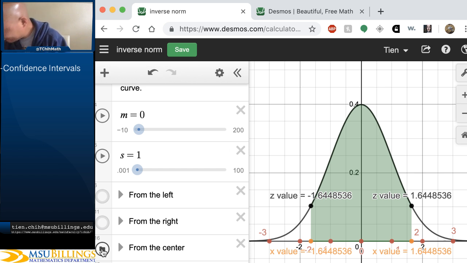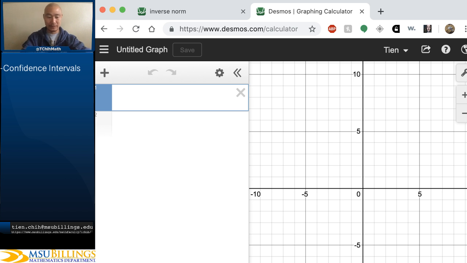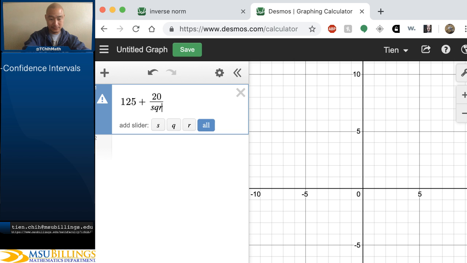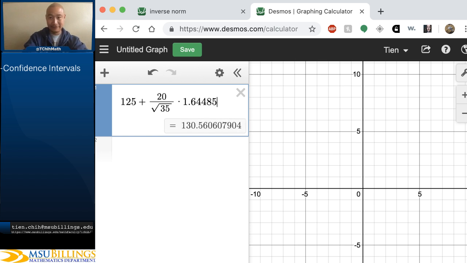1.64485. Then I could go ahead and say, well, on my right hand side, I get 125. That's my point estimator, right? Plus my standard error of 35 times the Z value, which I said was 1.64485, and that gives me a right bound of 130.56. Let's just go 2 places for now.